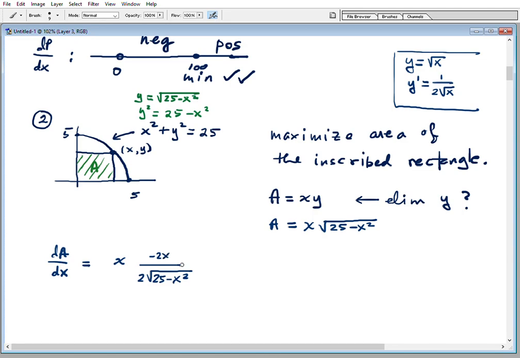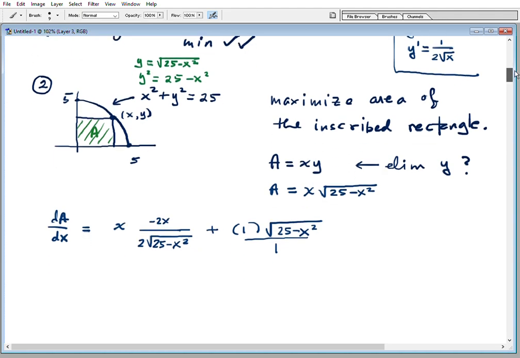So that's the first times the derivative of the second plus the derivative of the first. That's the derivative of x times the second. I'm going to write this over 1. I'm just going to add them so that it'll be easier for me to set this equal to 0. We'll just set the numerator equal to 0. So here we're going to add, those 2's will cancel, and so we have minus x squared over square root 25 minus x squared. And here we're multiplying top and bottom. We want that same denominator. Multiply top and bottom.